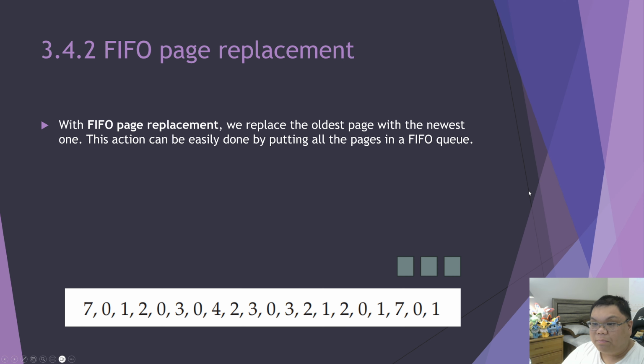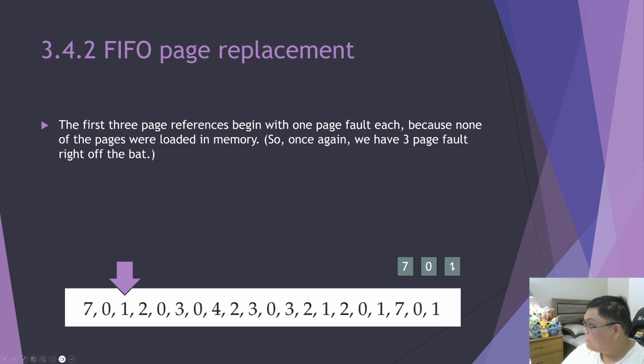First in, first out page replacement. So we have first in, first out as a CPU scheduling algorithm, and now we have first in, first out page replacement algorithm. So we have our pages fall in line in a queue, and the oldest page is the first one to be replaced. So when we read pages 7, 0, and 1, they get loaded into the queue.